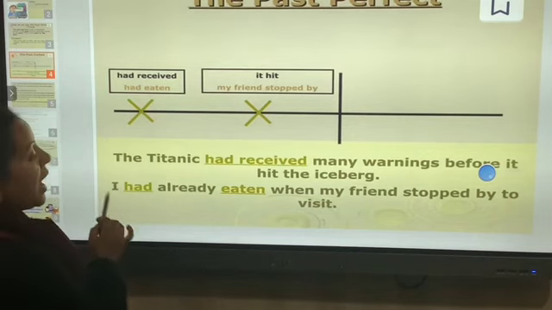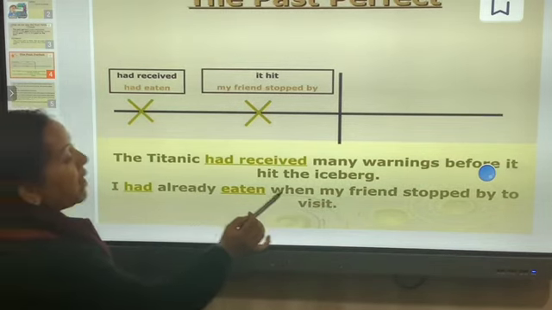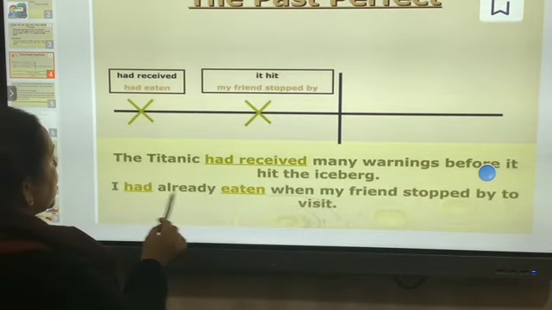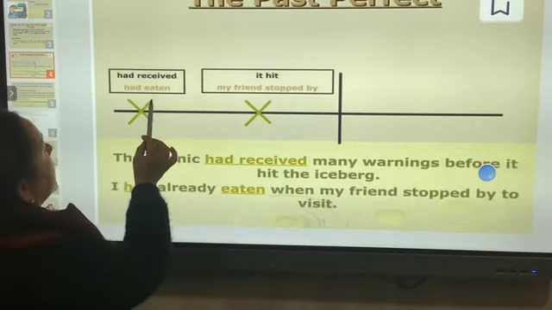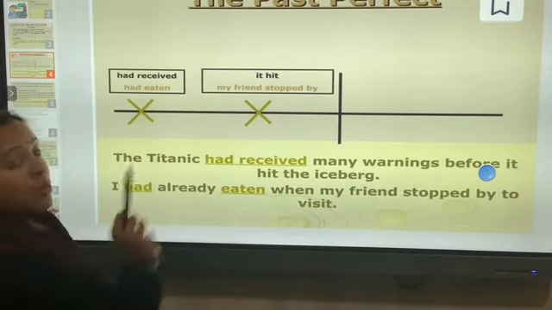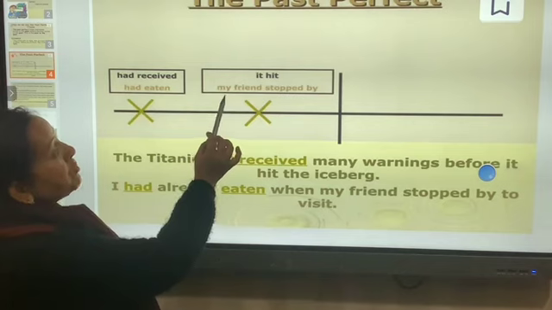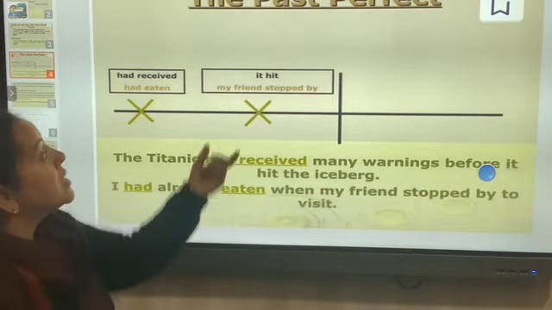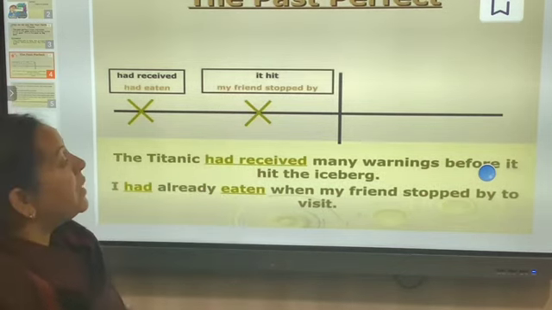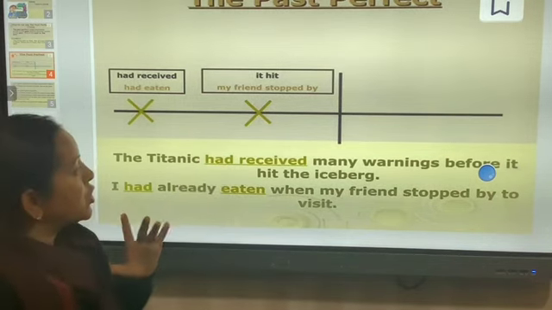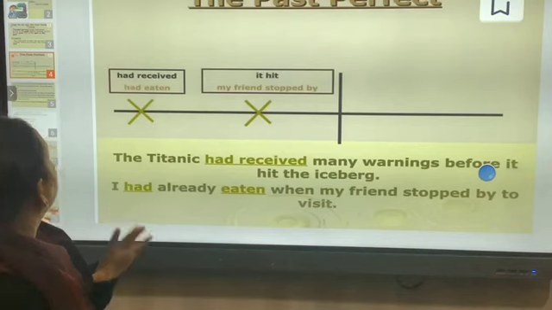Another example, I had already eaten when my friend stopped by to visit. So the earlier action is I had already eaten. This is the earlier action and it should be written in past perfect tense. And the later action, my friend stopped by, is written in past simple tense or past indefinite tense. So there are two actions in past perfect tense.